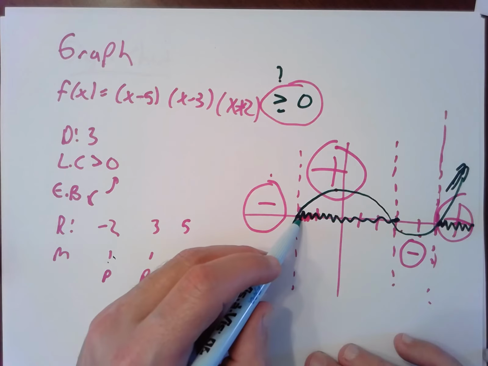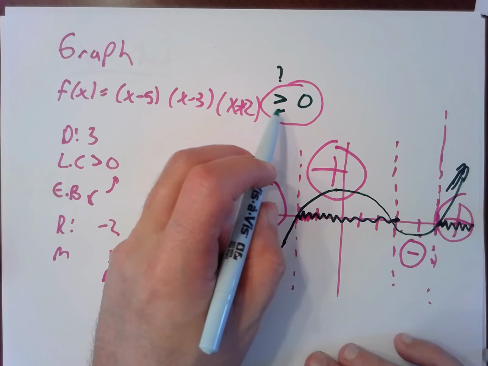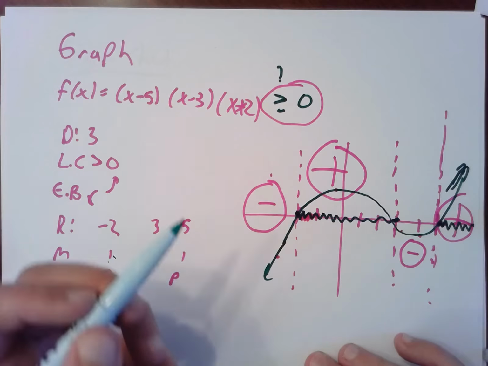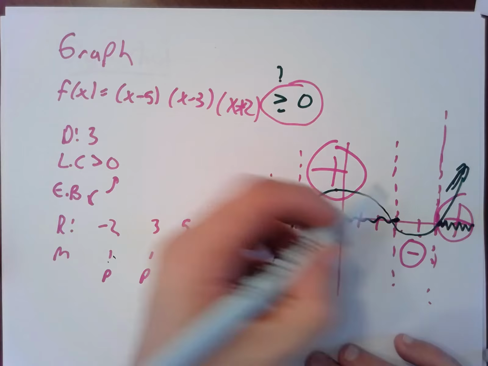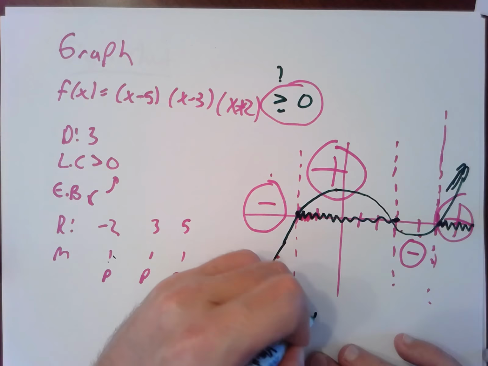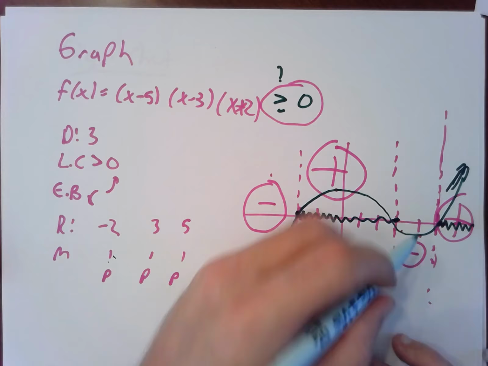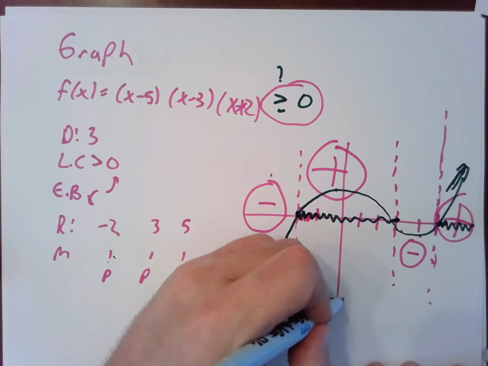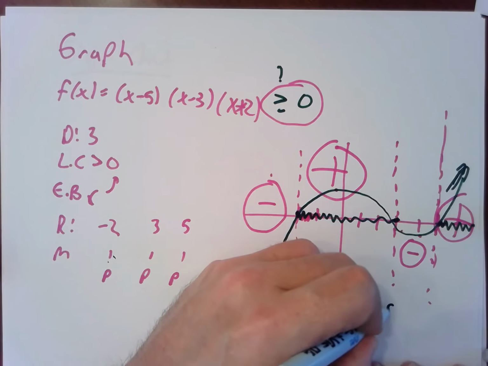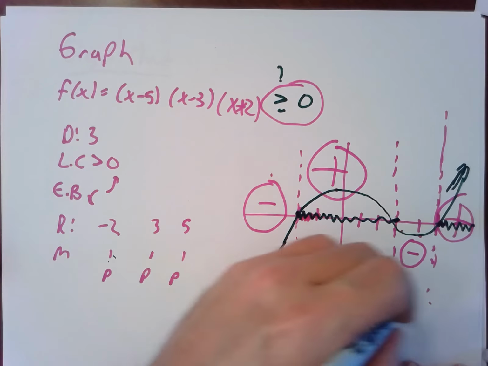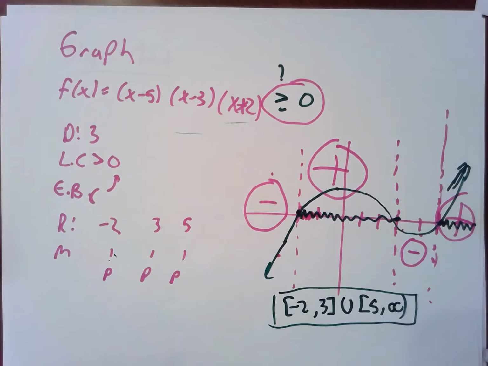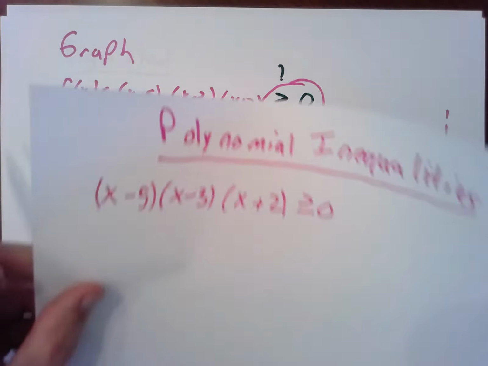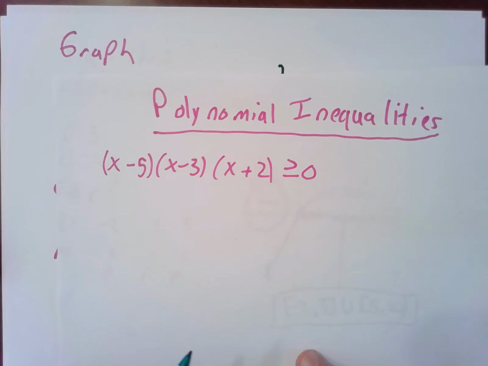So we could write that as an interval. What's the smallest x value that works? I have a greater than or equal to. So this x value -2 is good, bracket, up until 3. And then again from 5 to infinity. So union 5 to infinity. So that's the solution. These are all the x values that make this function positive. That's solving this inequality.